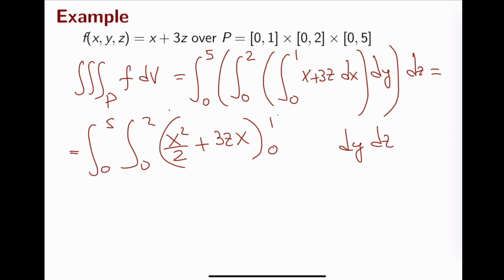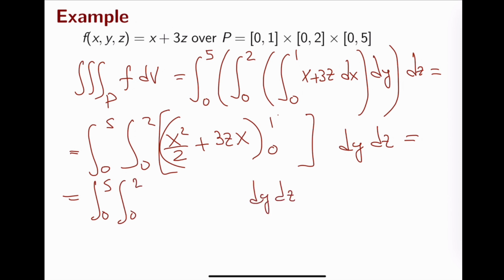Okay, so this is the integrand here. Let's solve this and keep these two integrals, dy dz, for the end, and let's evaluate this at 1 and at 0. Evaluated at 1 it's going to be 1/2 plus 3z, right? 3z multiplied by 1 minus 0, so it's just this. Now the next integral is going to be this integral with respect to y.